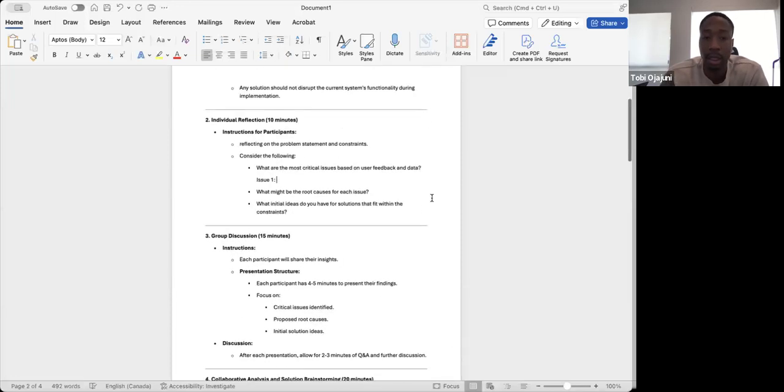So what I've asked them to do is consider the following. What are the most critical issues based on user feedback and data? What might be the root causes for each issue? And what initial ideas do you have for solutions that fit within the constraints? So whoever wants to answer first can go ahead.